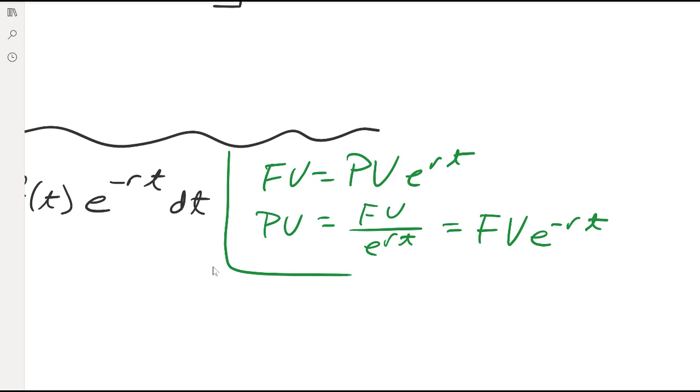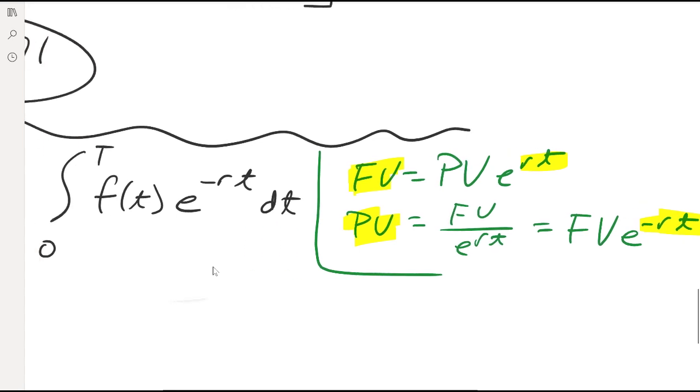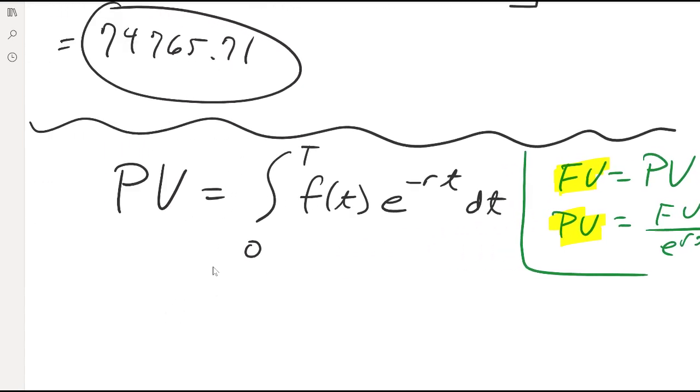So at the end of the day, folks, if you're finding a future value, it's e to the positive rt. If you're trying to find a present value, it's going to be e to the negative rt. That's the difference, but the way you integrate is going to be exactly the same. We're going to do u substitution. Here we go.